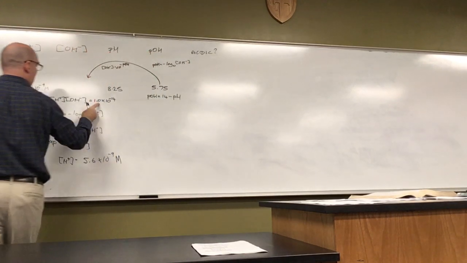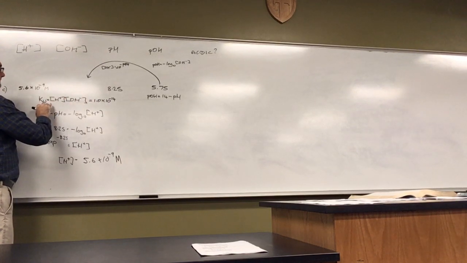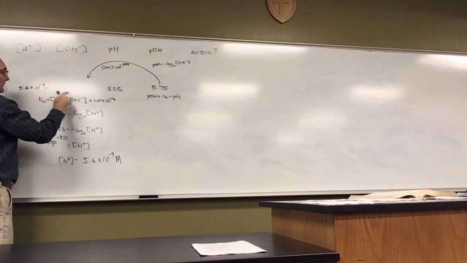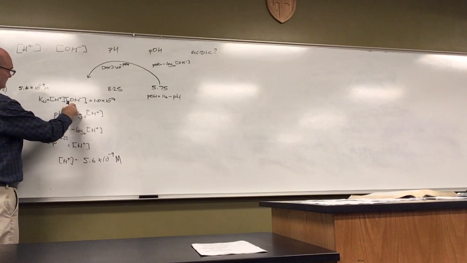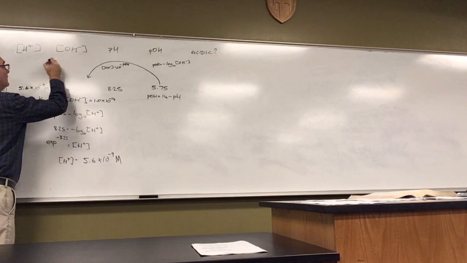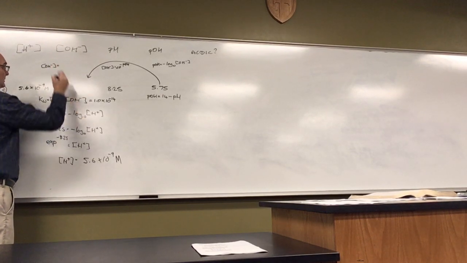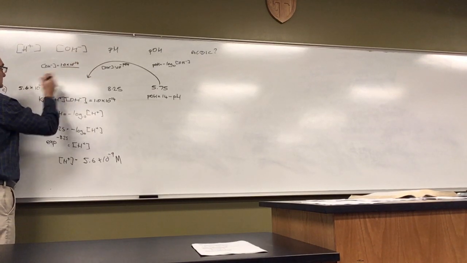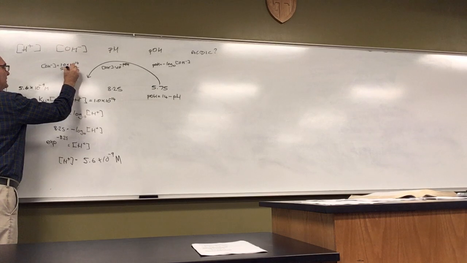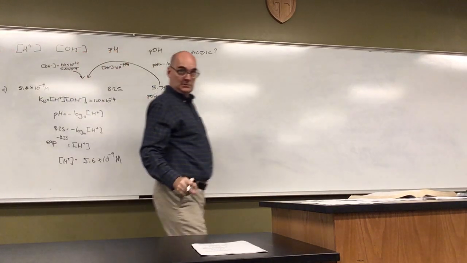Or this number means that all I have to do, which one am I finding? This one. Which means that is 1 times 10 to the negative 14 divided by my 5.6 times 10 to the negative 9. They both should come out as being the same number.